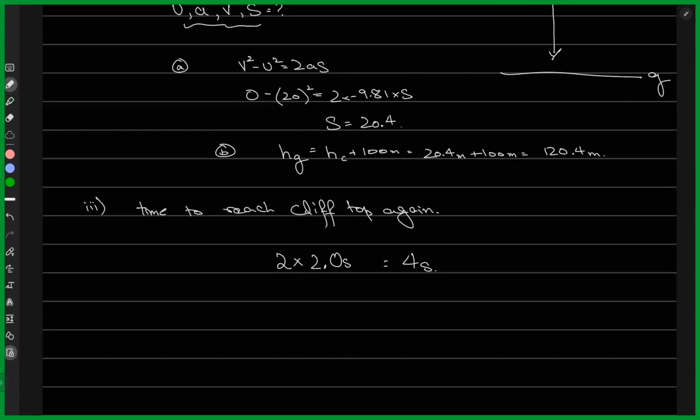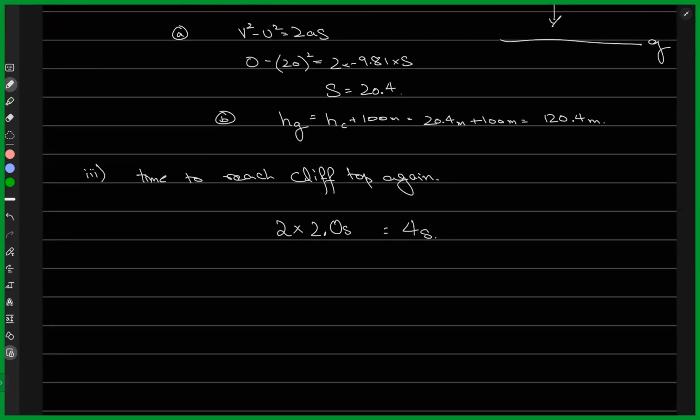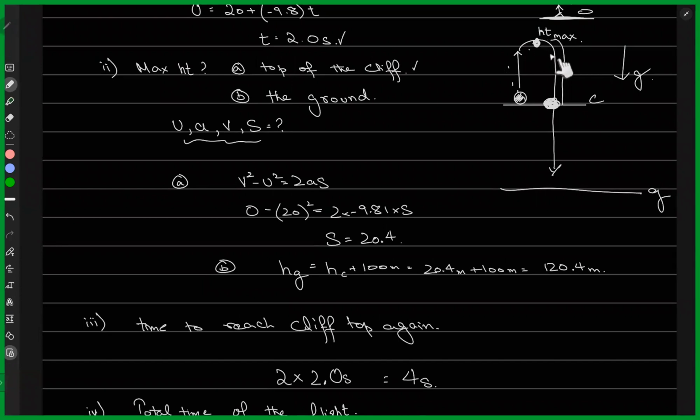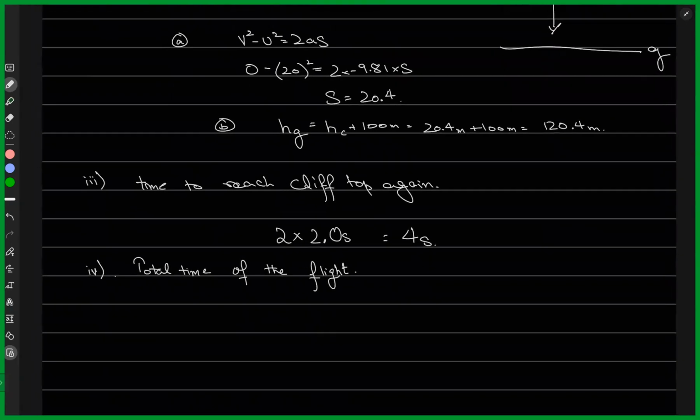Okay, so right now, this was part 3. Let's do part 4, and let's again calculate the total time of the flight, right? Which is the time that, okay, he's launched upwards, he goes back down, crosses the cliff top, and reaches the ground. So how can I find that time?